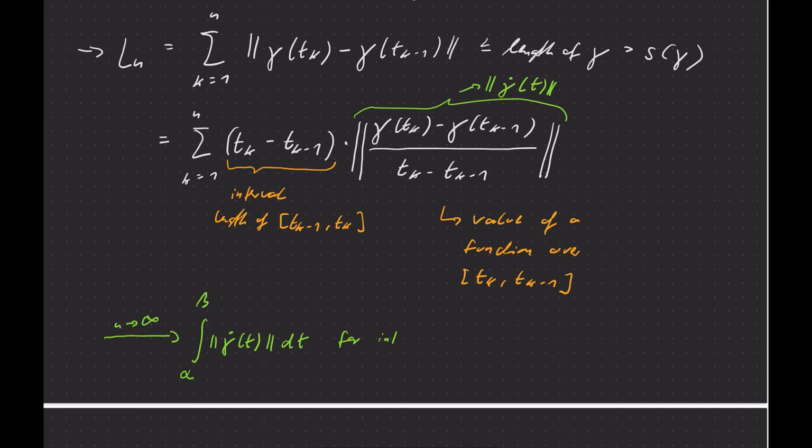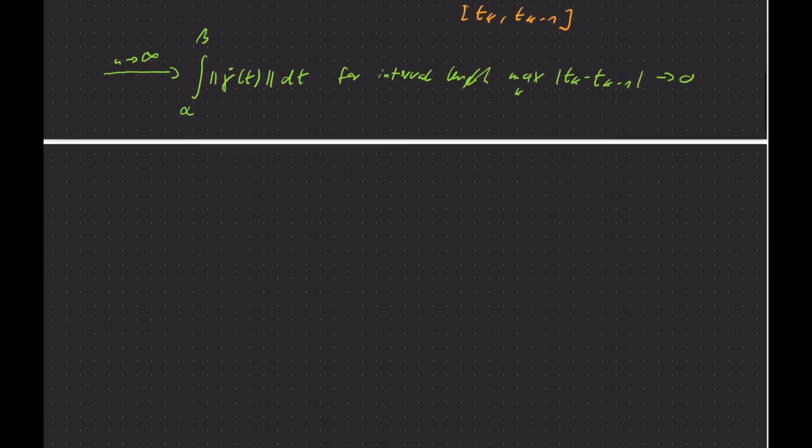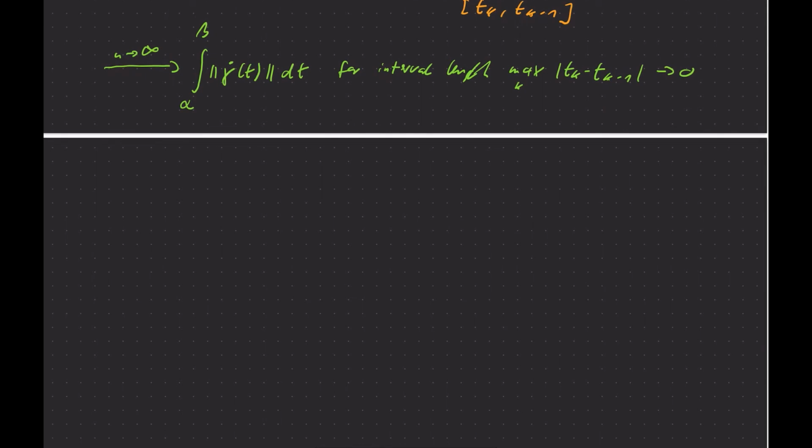For the interval length, so the maximum interval length over all k, tk minus 1 to tk, goes to 0. So we need to choose the points in a way such that the interval length actually goes to 0. And then this convergence to the integral will happen. That's precisely how you can compute the length of a parameterized curve. The actual proof is a little more involved, but that is the basic idea here. Of course, you have to work out some technicalities, but I'm going to spare you of that.